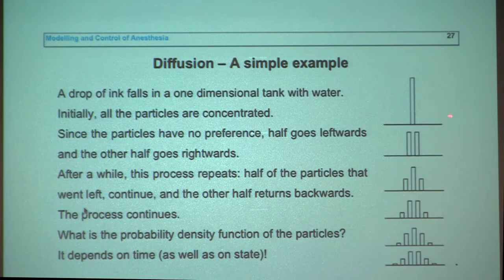So they split. After a while, they reconsider. The molecules start saying, well, why have I gone to the right? So part of them continue to the right, but the other part go to the left. Okay, and so on and so on, and you get this process of diffusion. Now, how can we model this in systematic terms?